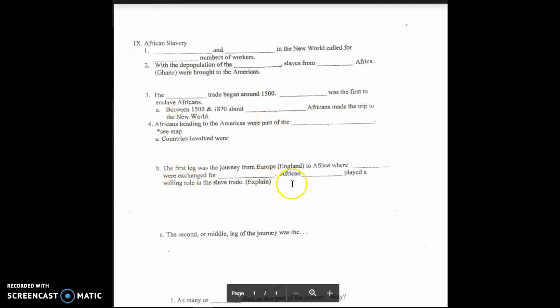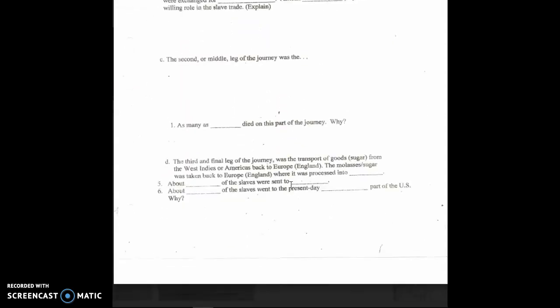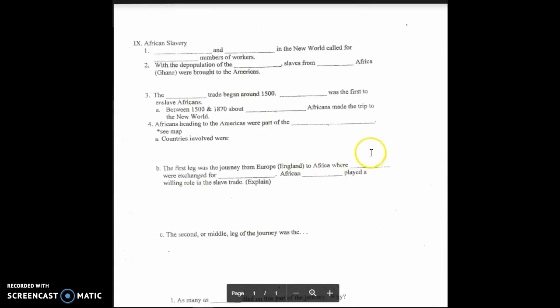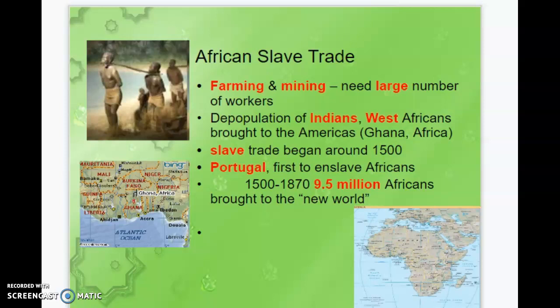But this is the outline that you are going to use in order to complete the information on section 9, and remember to either print this out or you can just jot it down and then take notes as you watch the PowerPoint. We know that farming and mining in the New World called for a large number of workers.